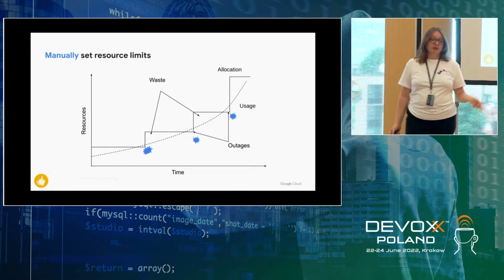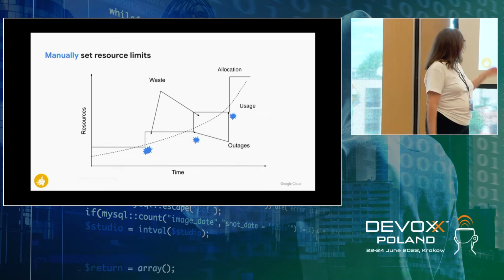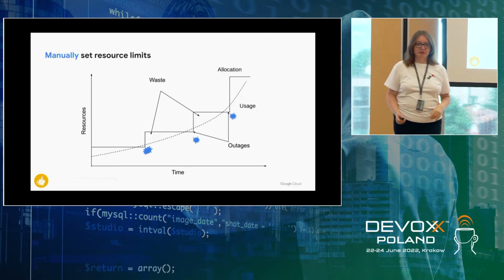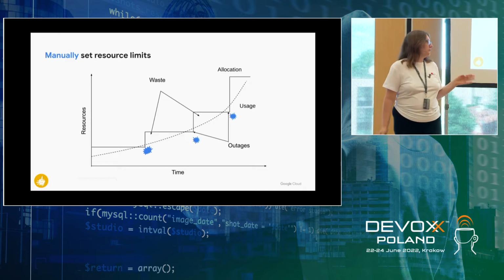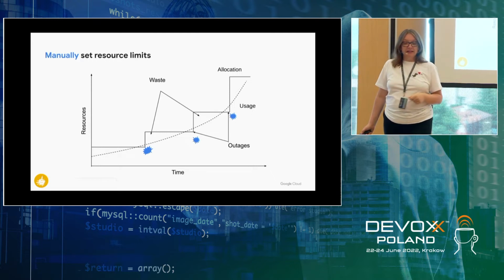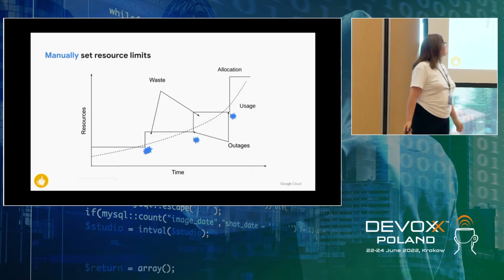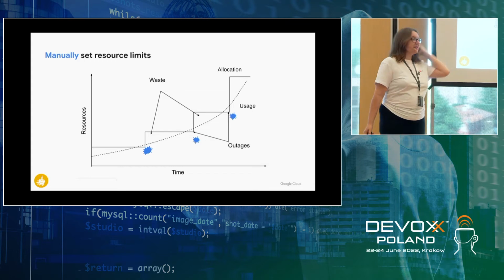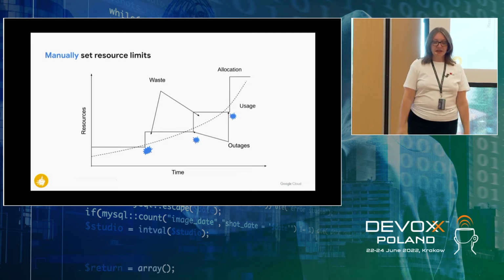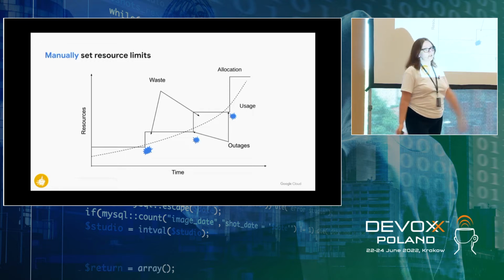So how would it work if someone wanted to set those limits manually? On this graph here, the dotted line is usage of a service. For this purpose, we can assume that it's CPU. And the black line is allocation. So someone sets a limit first to some number, let's say 20 CPU. The service grows. At some point, the limit is less than the usage.